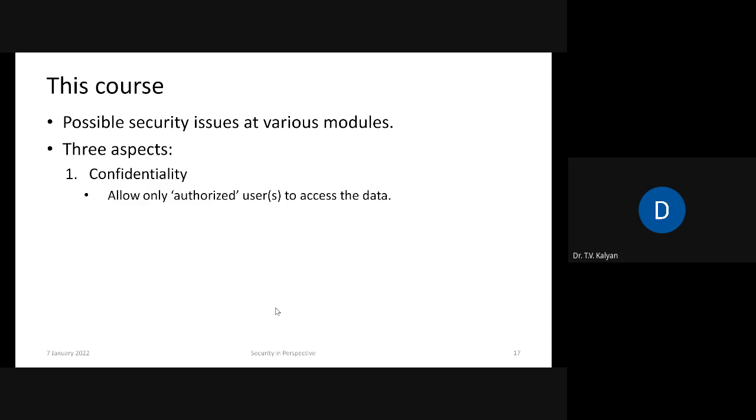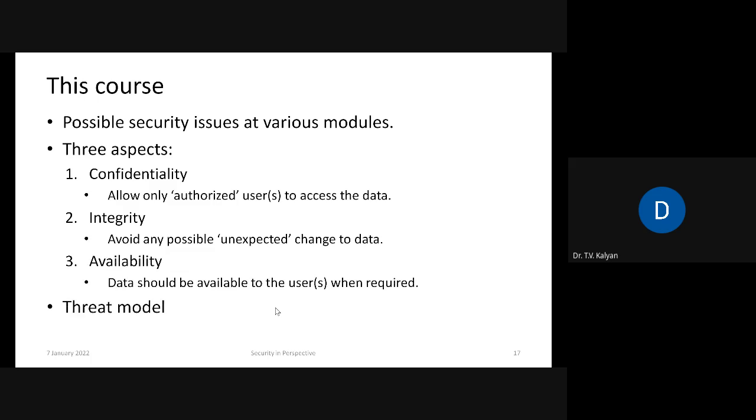The first one is confidentiality, meaning that your data should not be accessed until you allow it. Until the user allows it, nobody else should be able to read or write the data, or even read it to begin with. Integrity is where only the authorized user can change the data, nobody else. And even when there is a change, the user should be able to trace it back.